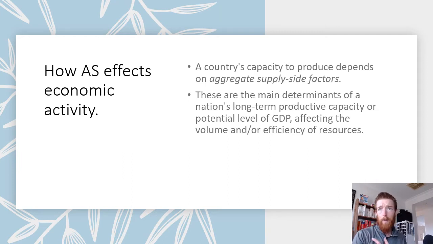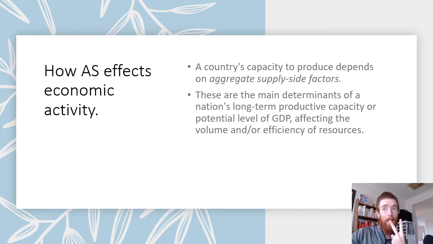So how it affects economic activity. A country's productive capacity all depends on a number of aggregate supply side factors, which we'll look at. There are about 8 which are listed in the VCAA study design. And they're the ones that you can be specifically asked about on an exam and technically a SAC. Your teacher may teach you about more of them, but there are only the ones that are listed in the study design that you can be specifically asked about.